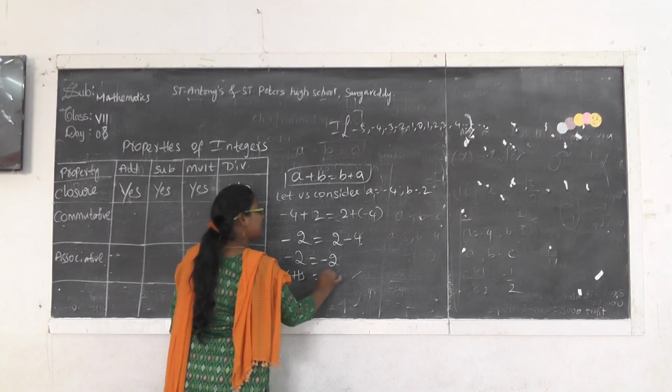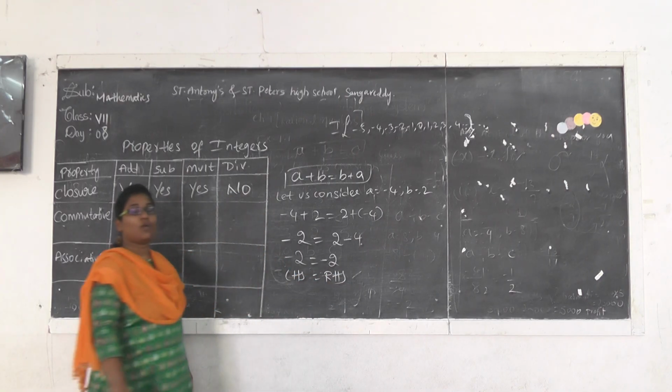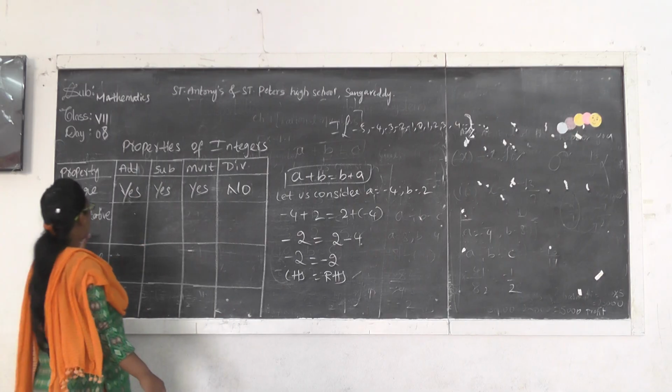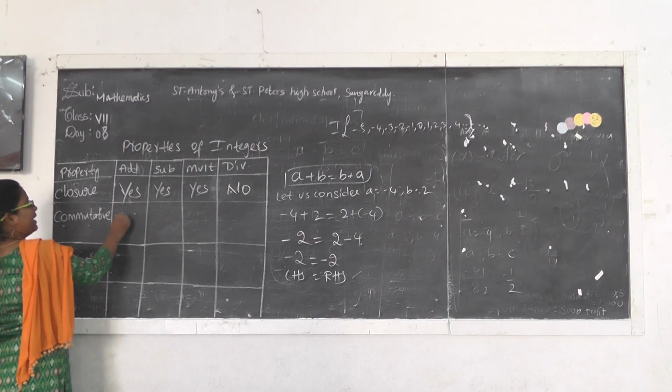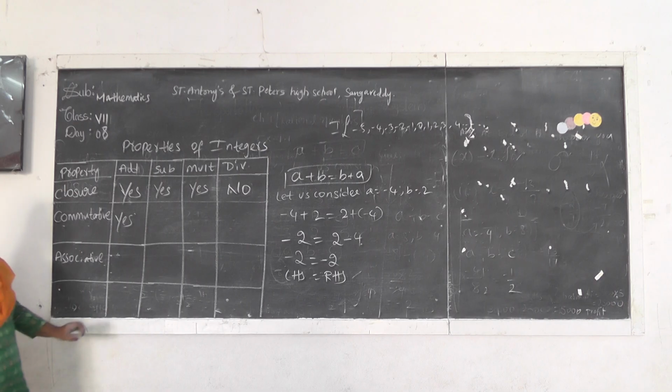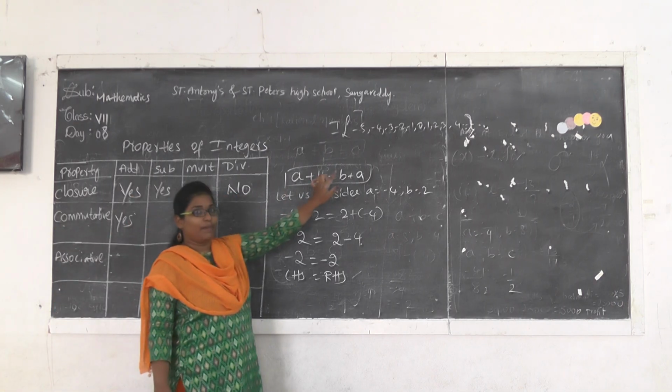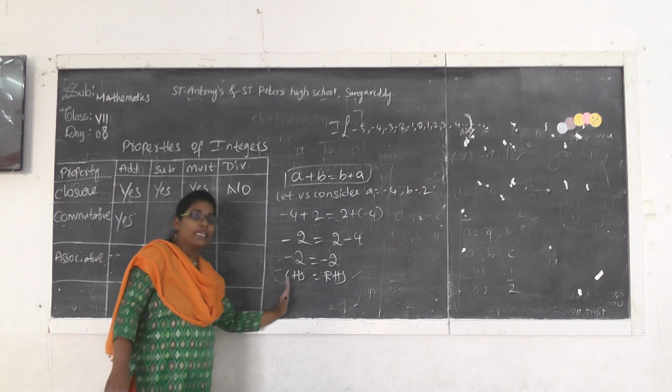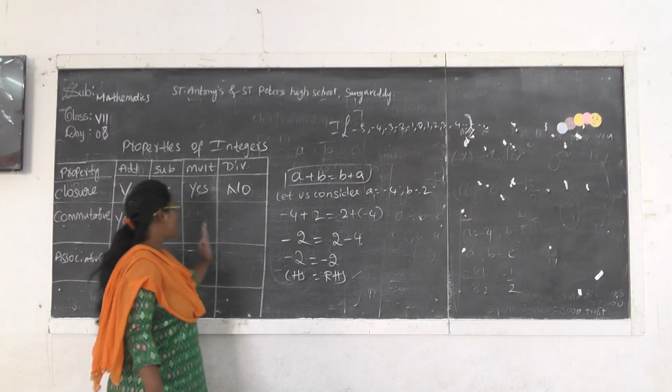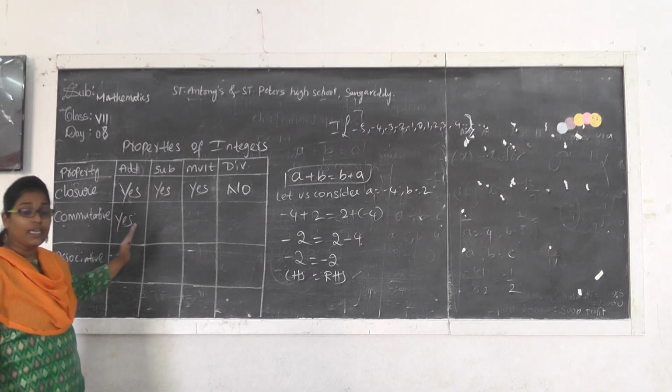So, here LHS is satisfied. LHS is equal to RHS, so the commutative property was satisfied under addition. Are you able to understand? A plus B equal to B plus A. Here we got both LHS and RHS the same, so the commutative property is satisfied under addition.